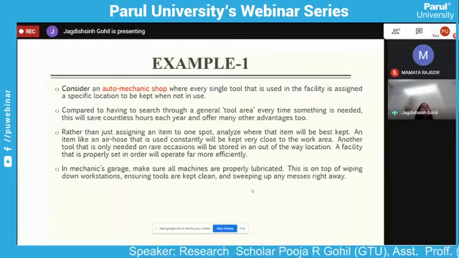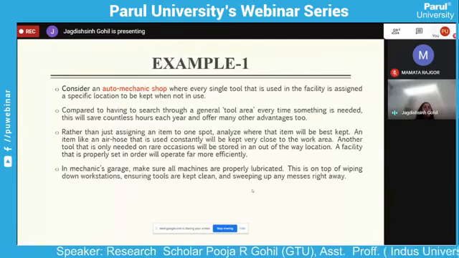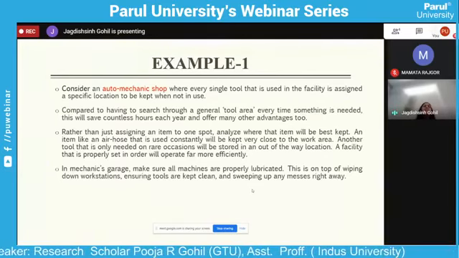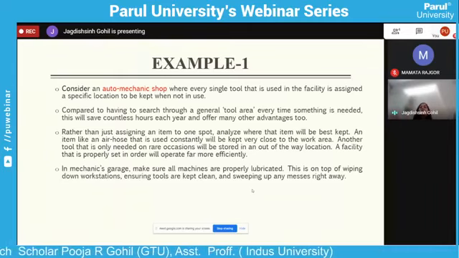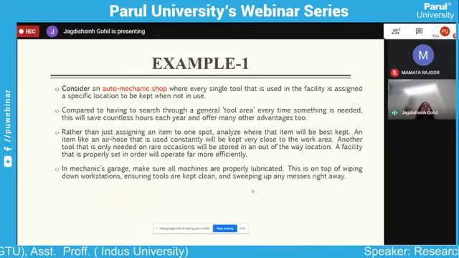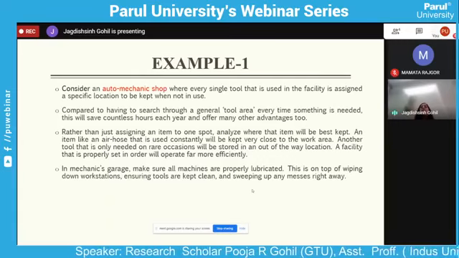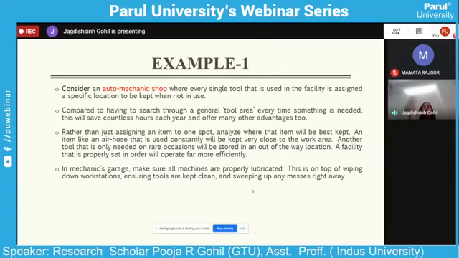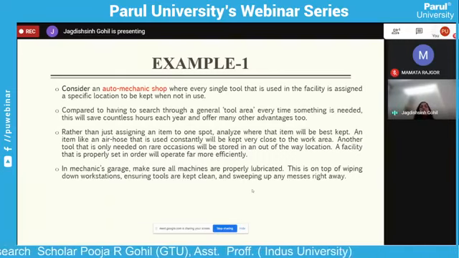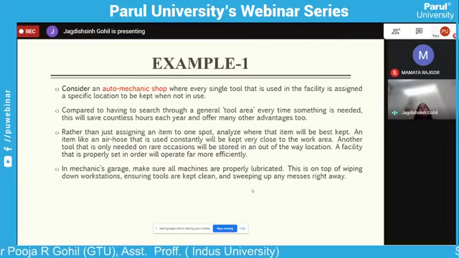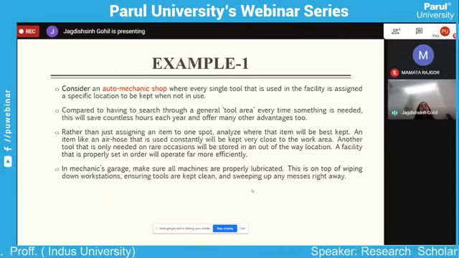At that point of time we will just think, oh, it's just a 1 minute matter, but when you multiply it by the number of days in a year, you can actually see that you have saved ample time. So first and foremost, even for a small mechanic shop, you should assign specific locations to all the tools. Then whenever you want to search, you should not go around the whole area searching for a single tool. You should go to that specific location, and you can get the tool very easily. Compared to searching through a general tool area each and every time something is needed, this will definitely save you countless hours each year and can also give you other advantages.